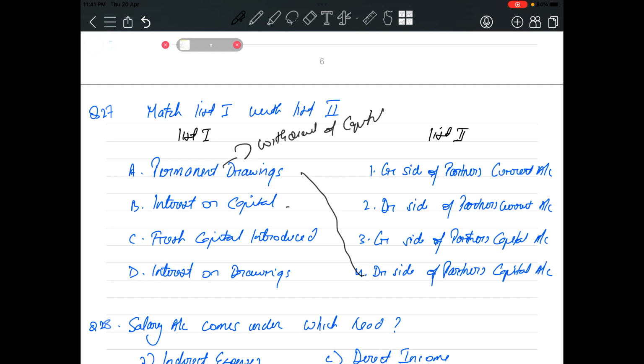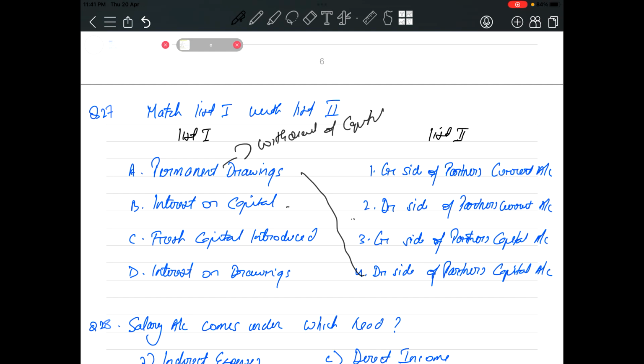Yes, it can go to credit side, right? Now can it go to debit side of partner's current account? No, it cannot go to debit side, because debit side will have all the losses. Interest on capital is a gain, it will increase the capital of the partner. Can it go to credit side of partner's capital account? Yes, it can go to credit side of partner's capital account.